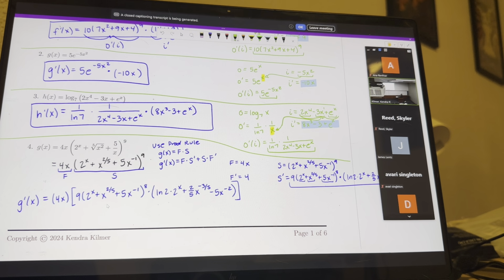Right, so again, this here is my first function. This right here is my s prime. So the first times the derivative of the second, plus the second, just s, 2 to the x plus x to the 2/5 plus 5x to the negative 1 raised to the 9th power. This is my s, times the derivative of f, which is just 4. F prime is just 4.